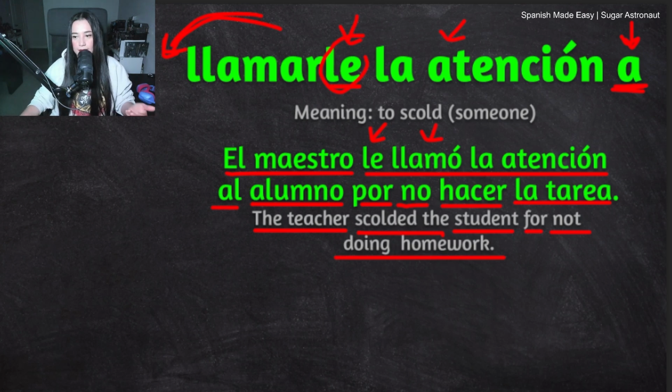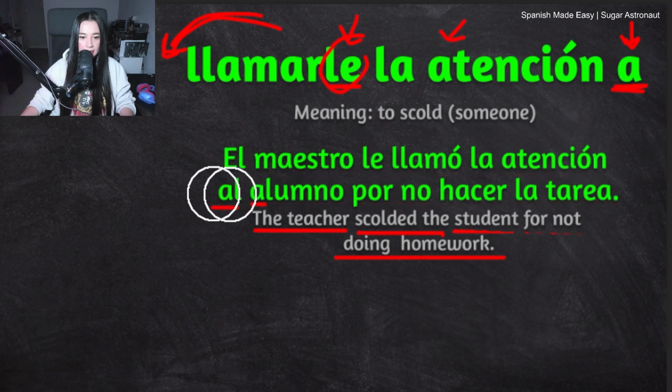So, hacer la tarea is a common term for sure that refers to doing homework. Estoy haciendo. You can also use the gerund, but in this situation, you cannot use the gerund. You need to use the infinitive form, hacer la tarea. Por no hacer la tarea. For not doing homework. Okay? So keep that in mind.